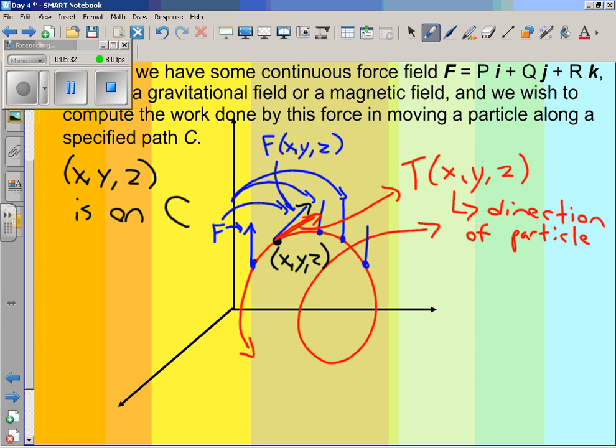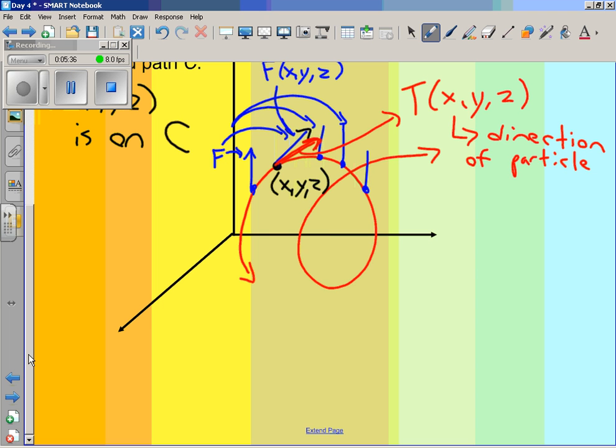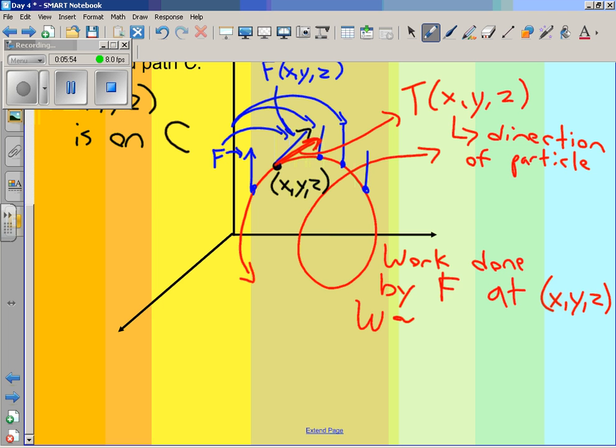What that means is the work done by our force F at our point x, y, z, we can approximate by taking the dot product of that force vector and the tangent.